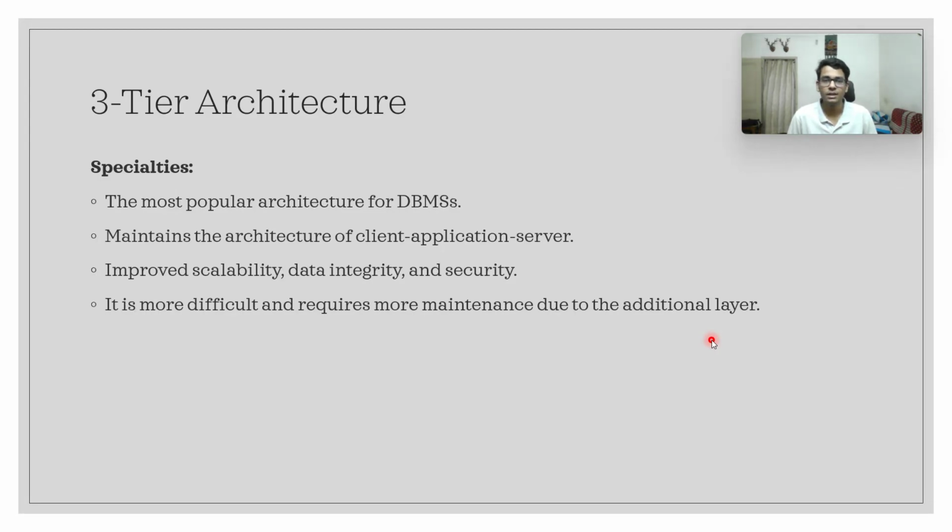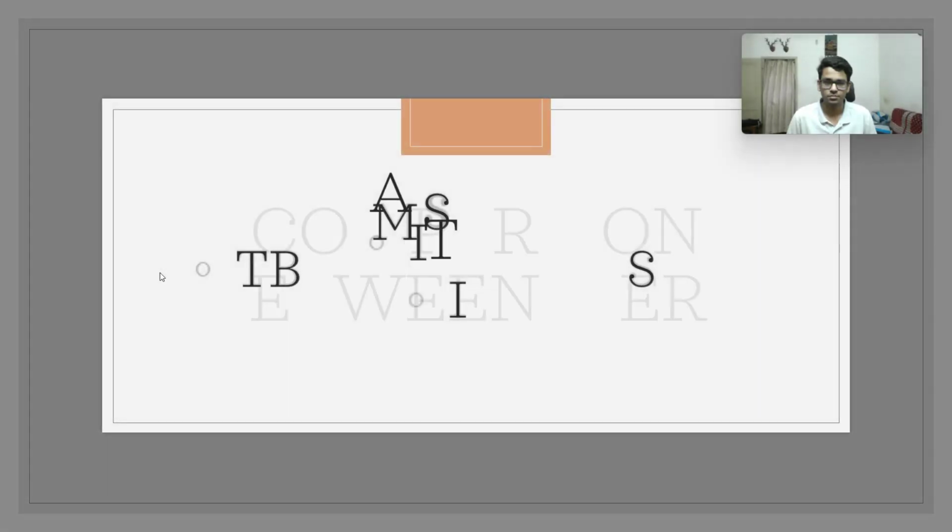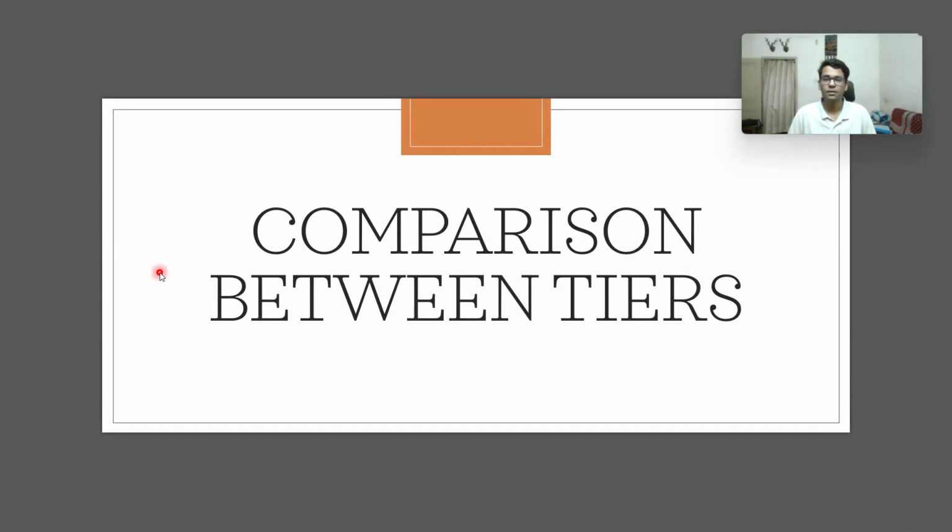So, as already discussed, the three-tier architecture is the most popular architecture of DBMS, and it maintains the architecture of the client, application, and then the server. This three-tier architecture improves the scalability, integrity, and security, though it is more difficult and requires more maintenance compared to the other two tiers which we have discussed so far, but has more benefits. Now let's have a look at a comparison between these three tiers.